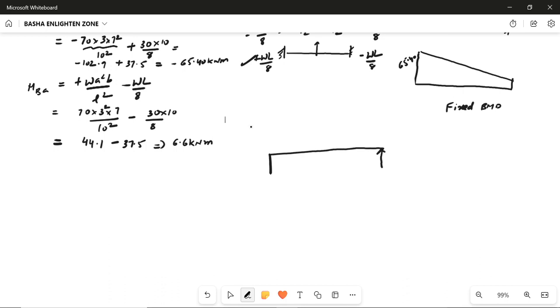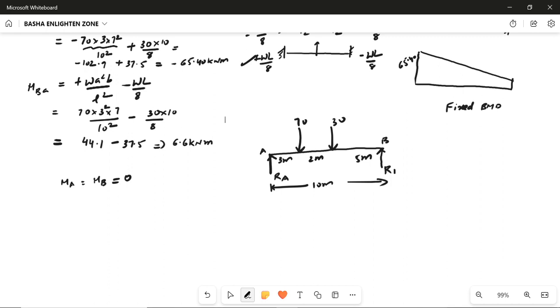So we know the condition. Whenever we assume a simply supported beam, the moments at the ends A and B will be equal to 0. After that you have to find the reactions at the supports. One load acts at 3 meters, this one is 2 meters, so the remaining part will be 5 meters. So the total length of this span will be 10 meters. Take down the reaction at A and the reaction at B.